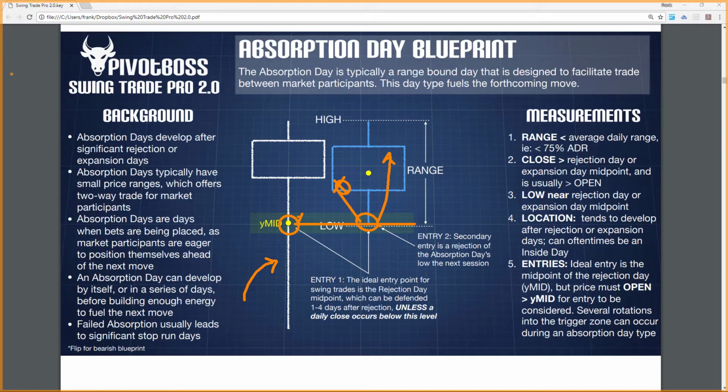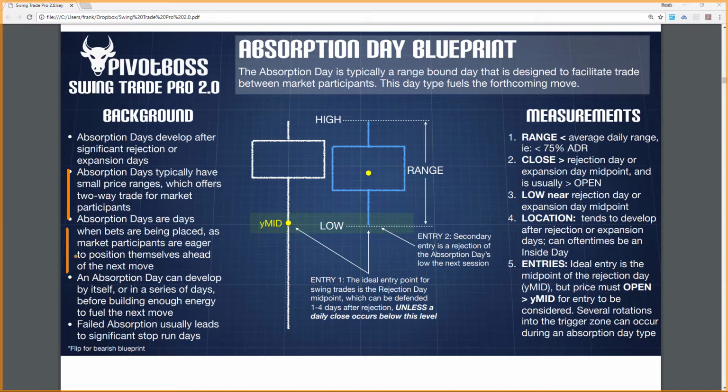So that is the primary idea. So let's talk about the background a little bit. Absorption days develop after significant rejection or expansion days. Absorption days typically have small price ranges, which offers two-way trade for market participants.